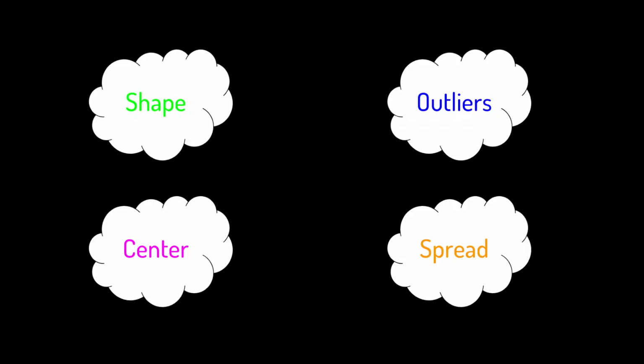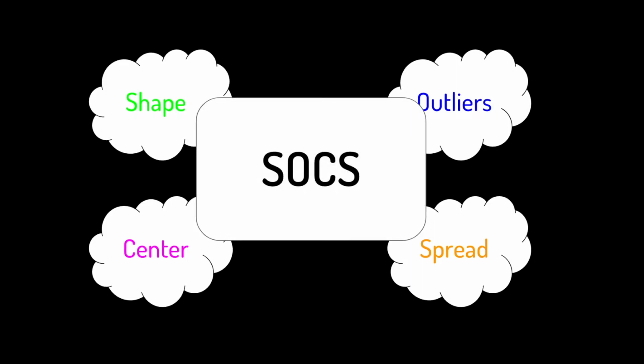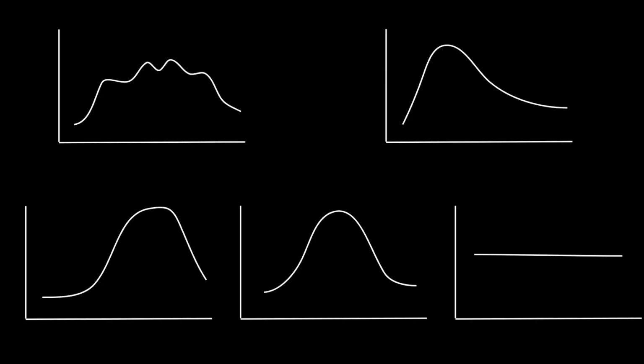By taking the first capitalized letter from each word, I like to call this the SOCS, which makes it easier for you to remember. First of all, the shape usually shows the trend or a specific pattern of the data. The first one you see here is a symmetric shape.